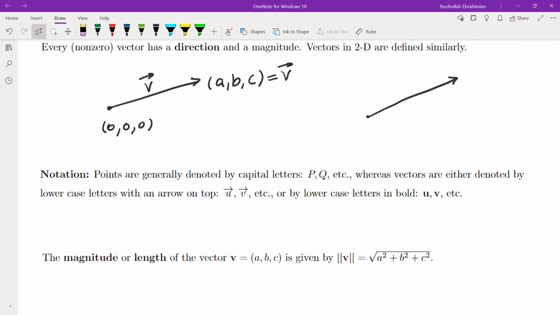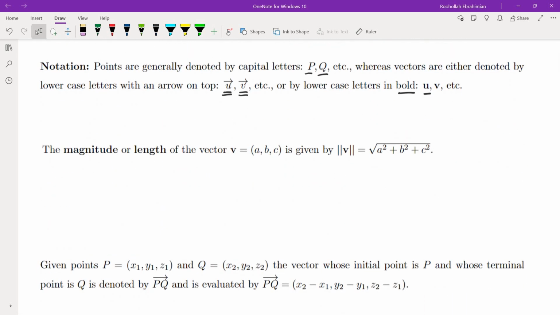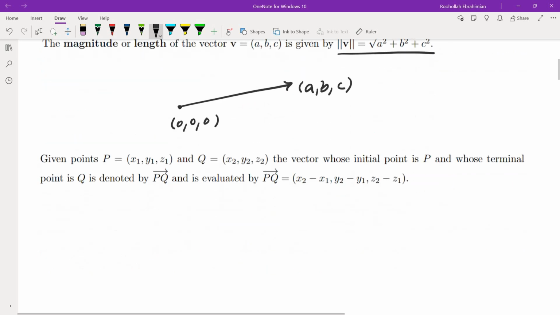So we generally denote points by capital letters P, Q, R, and so on. And we generally denote vectors by lowercase letters, either by putting an arrow on top or making them bold. Now the magnitude or length of a vector, if you look at a vector from the origin to the point a, b, c, the magnitude of that is evaluated using the distance formula. So it's the square root of a squared plus b squared plus c squared.